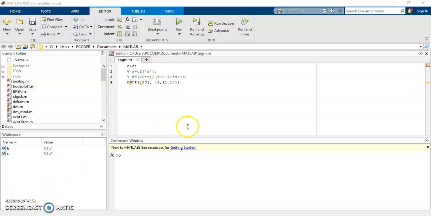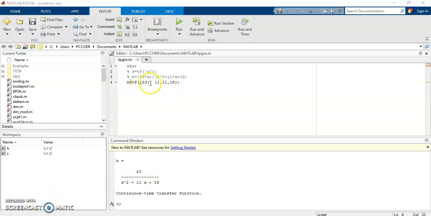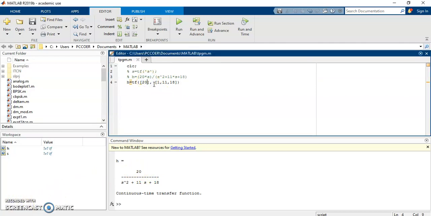Let us execute this program in order to get the transfer function. Here I need to write it as 20, 0 because I need to get 20s. So let us run this one. This is our required transfer function, 20s by s square plus 11s plus 18.